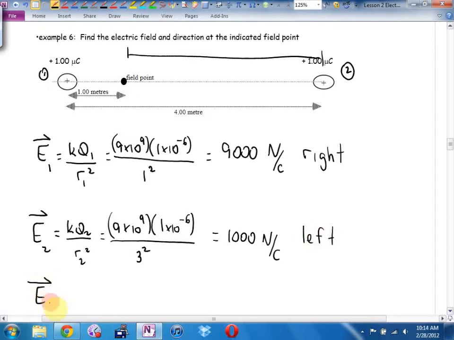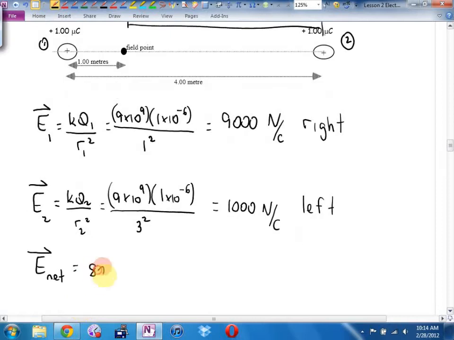So, the net electric field, or the total electric field, well, what do you think 9,000 right plus 1,000 left is going to add up to? Think about it. We've done vector math. Connor. 8,000 newtons per coulomb right. What if they were both to the right? It would be 10,000 to the right. Okay, do you see what I mean by add them vectorially? And remember, electric field is a vector, which means I'm going to want the direction every time too.